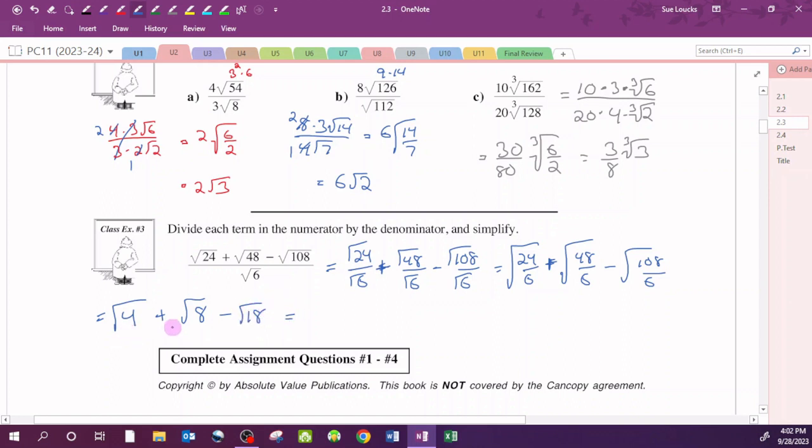And now I need to simplify each of these terms. So the square root of 4 is 2, and the square root of 8 is 2 root 2, and the square root of 18 is 3 root 2. So I finally have these in a shape that I can combine, and this is going to be 2 minus the square root of 2. There we go. Okay. All right, go do questions 1 to 4 and then come back and watch the video.